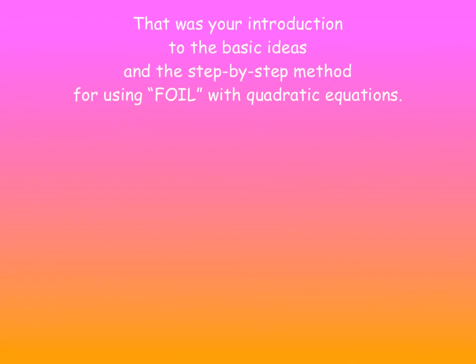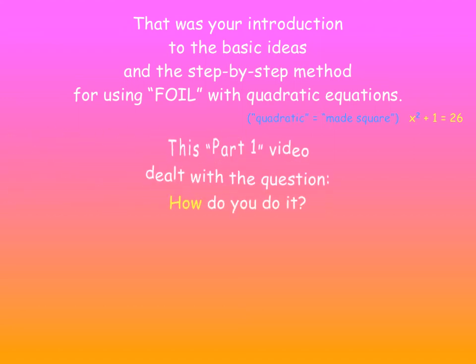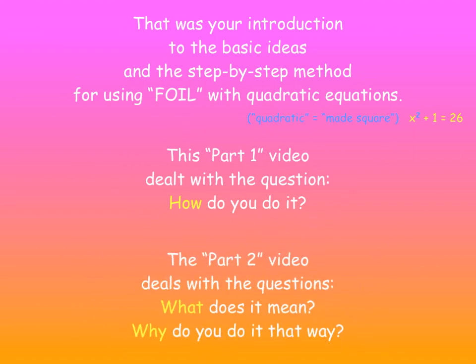That was your introduction to the basic ideas and the step-by-step method for using FOIL with quadratic equations. And remember, quadratic just means there's something squared in the equation, such as x squared plus 1 equals 26. This part 1 video dealt with the question, how do you do it? The part 2 video deals with the questions, what does it mean? And why do you do it that way?